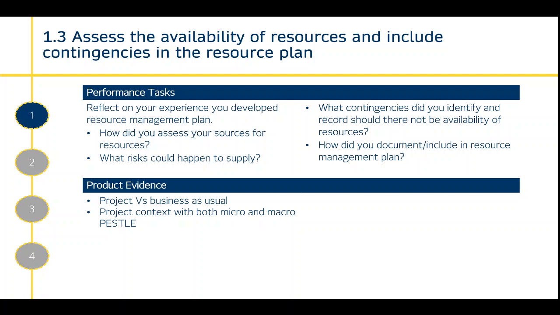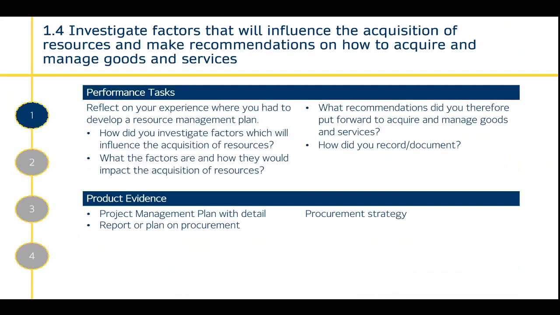Part of this could be looking at alternative suppliers. Product evidence would be your project versus business as usual analysis. Could be project context, both micro and macro. Could be a PESTEL analysis. Could be looking at previous projects and some form of documentation about your techniques for estimating how much contingency you might require, or communication around that.